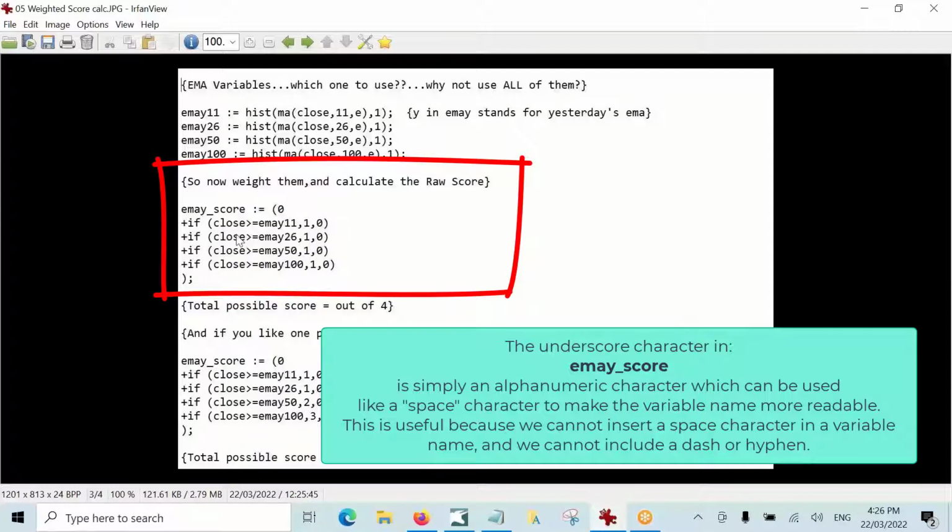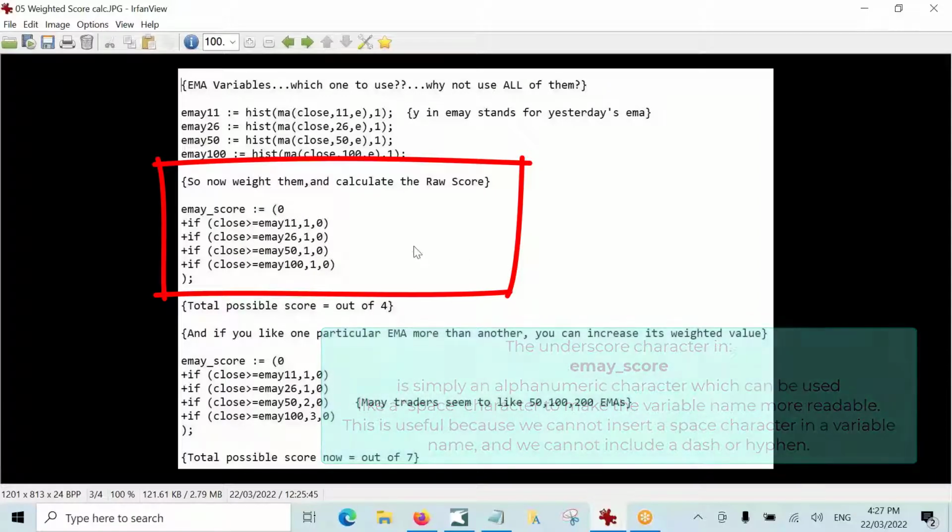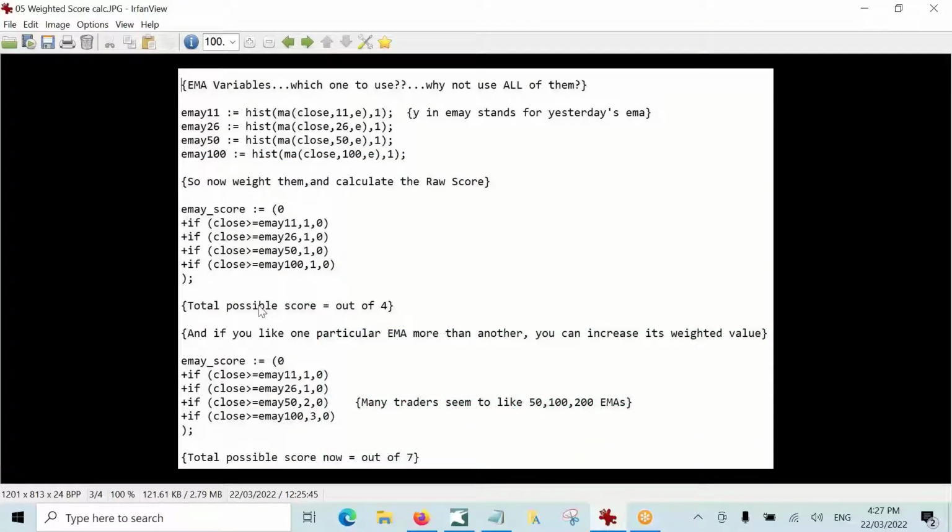And similarly, if the close is above the 26 day EMA, it gets 1 point, otherwise 0. And so on, the 50 day, the 100. Don't forget to close the opening bracket at the end there, and the semicolon to make it into a variable. So you've got a total score there out of 4. So you've sort of combined all those EMAs rather than just relying on one of them.